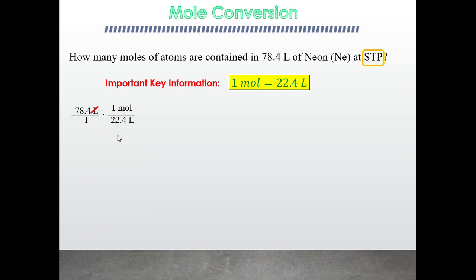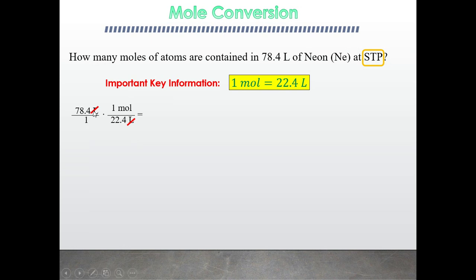If you do this correctly, liters will cancel out. I have a liter unit on the top and a liter unit on the bottom. So as you can see, this is pretty light work. We have 78.4 times 1 mole. We can just stop here because the question is asking how many moles, right? You don't need to take it any farther. So recognize how many steps to do. In this case, you're really just doing 1 step.